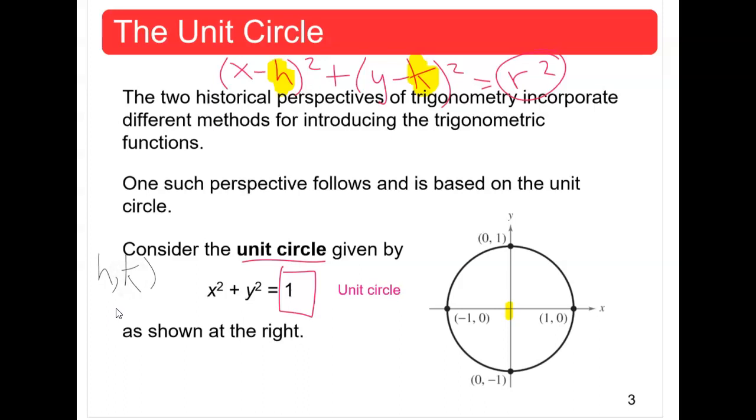So the center, not the vertex, the center is at 0, 0, which is the origin. Okay, so that is what we consider the unit circle.